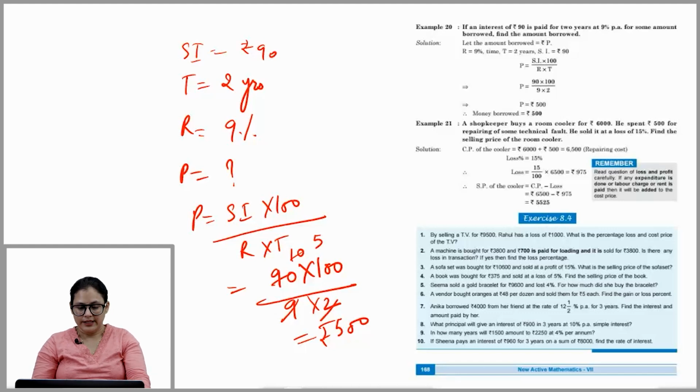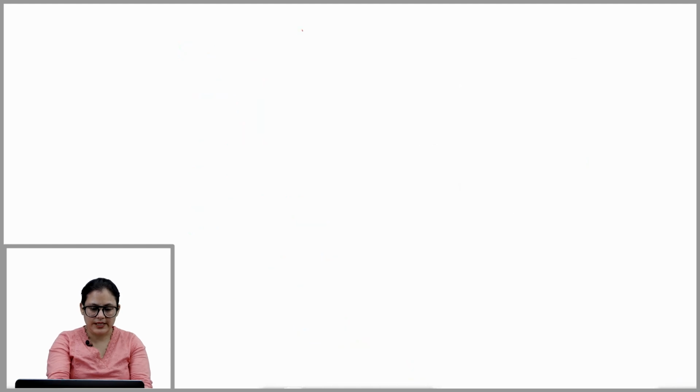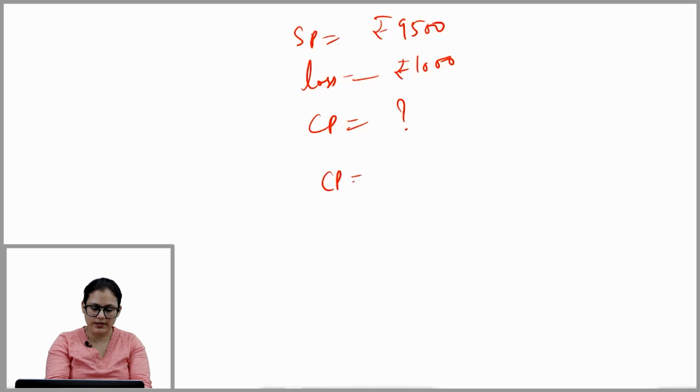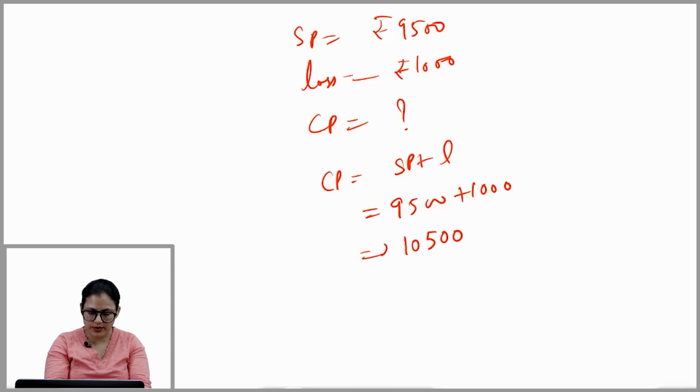Okay. Let's do exercise 8.4. By selling a TV for rupees 9,500, Rahul has a loss of rupees 1,000. What is the percentage loss and cost price of the TV? Okay. SP is given, which is rupees 9,500. Loss is given there, which is rupees 1,000. So we have to find out CP. So what is CP? CP is SP plus loss, that is 9,500 plus 1,000. Okay. So it is 10,500. Okay, so this is the CP.